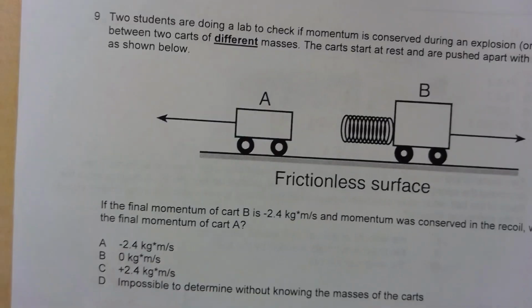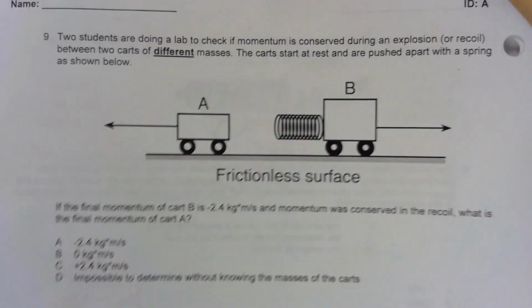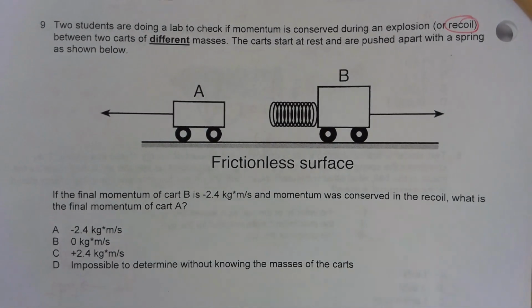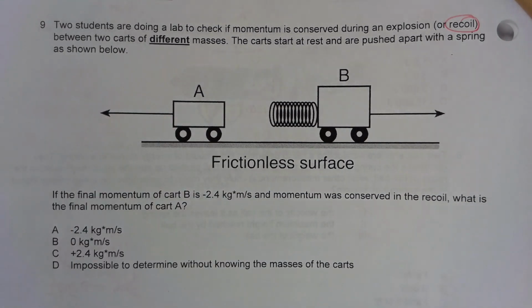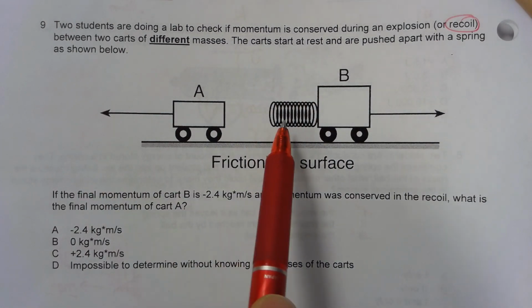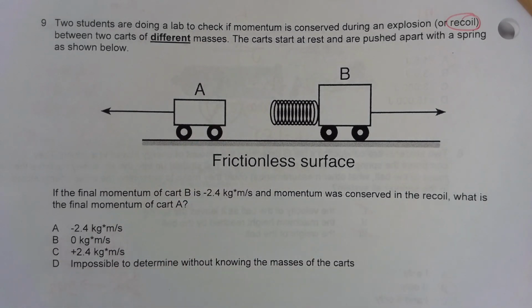Next, number 9. They're doing a recoil collision. This is the one I showed us in class. No, they have different masses. We'll see that this doesn't matter in a second. They start at rest and they're pushed apart with the spring. So this is identical to what I did. You push the little plunger, the spring comes out, they go in different directions.